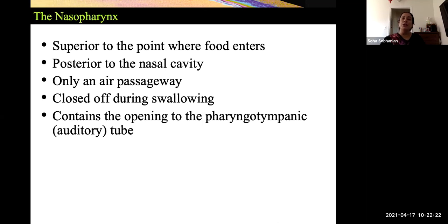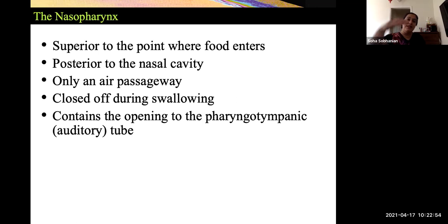This is basically a tube that opens up from your pharynx into your ear, and that helps balance the pressure in your ear. You know how when you are on a plane or at a high altitude, you swallow and that makes your ear pop? What causes that is the pharyngeotympanic or auditory tube. It is also the tube that makes children more susceptible to ear infection.